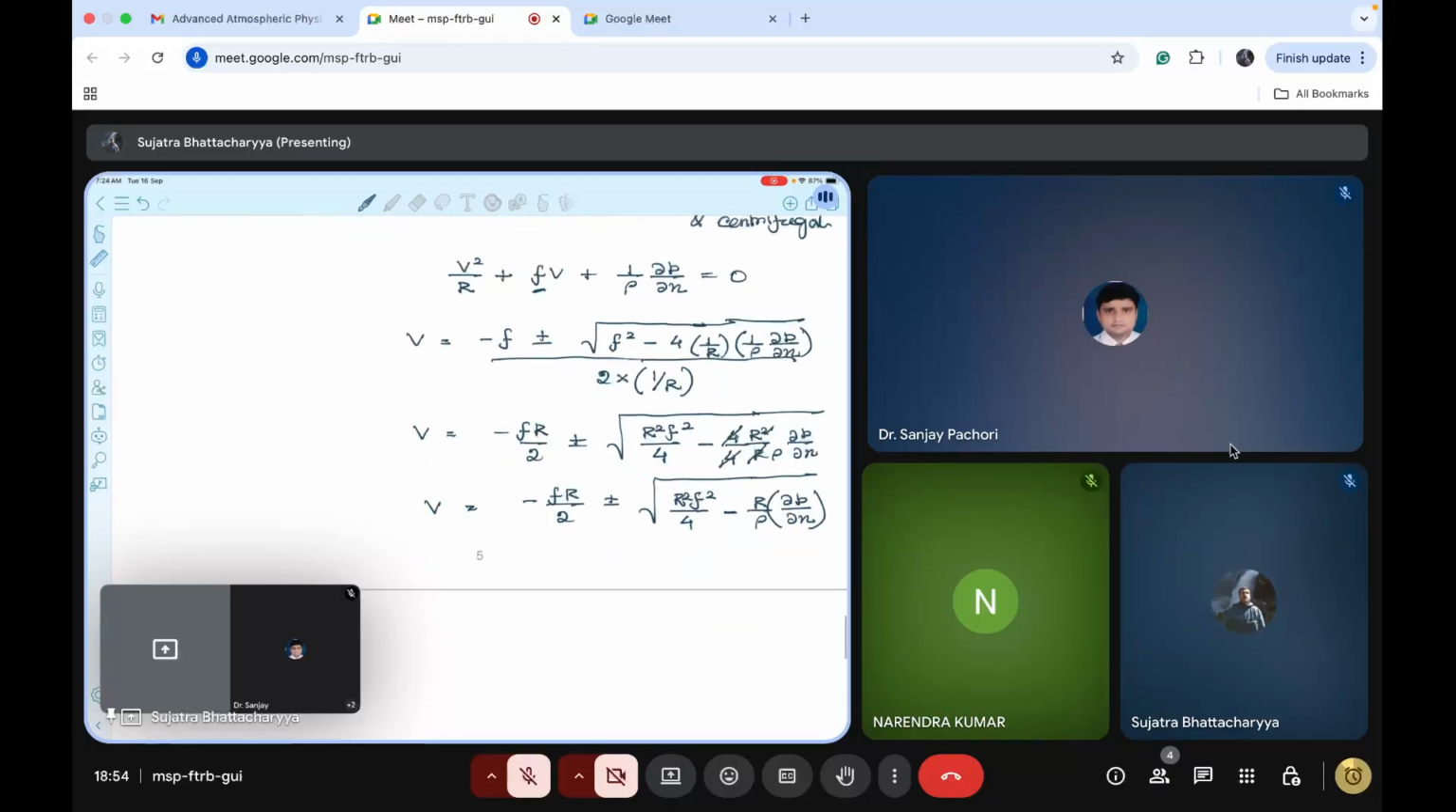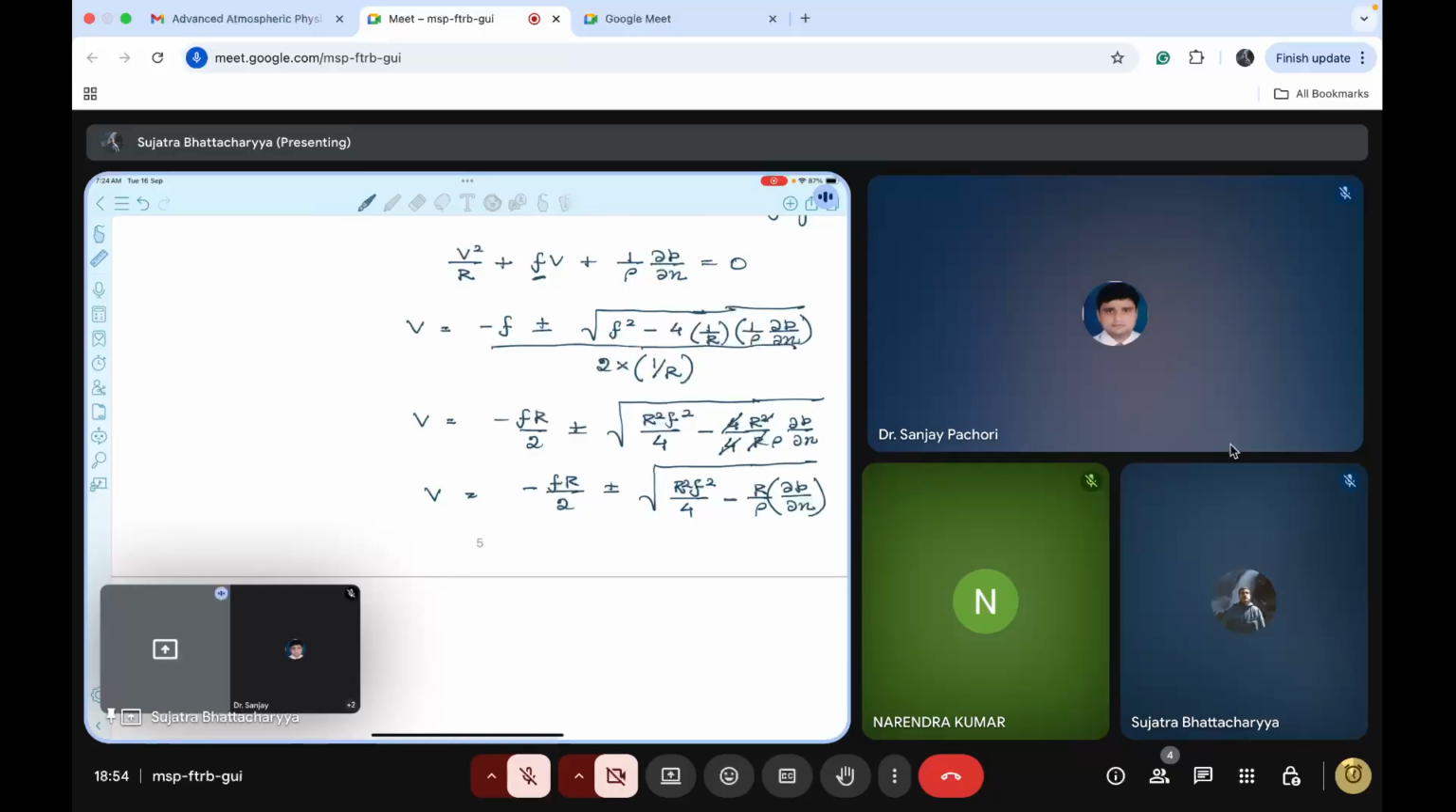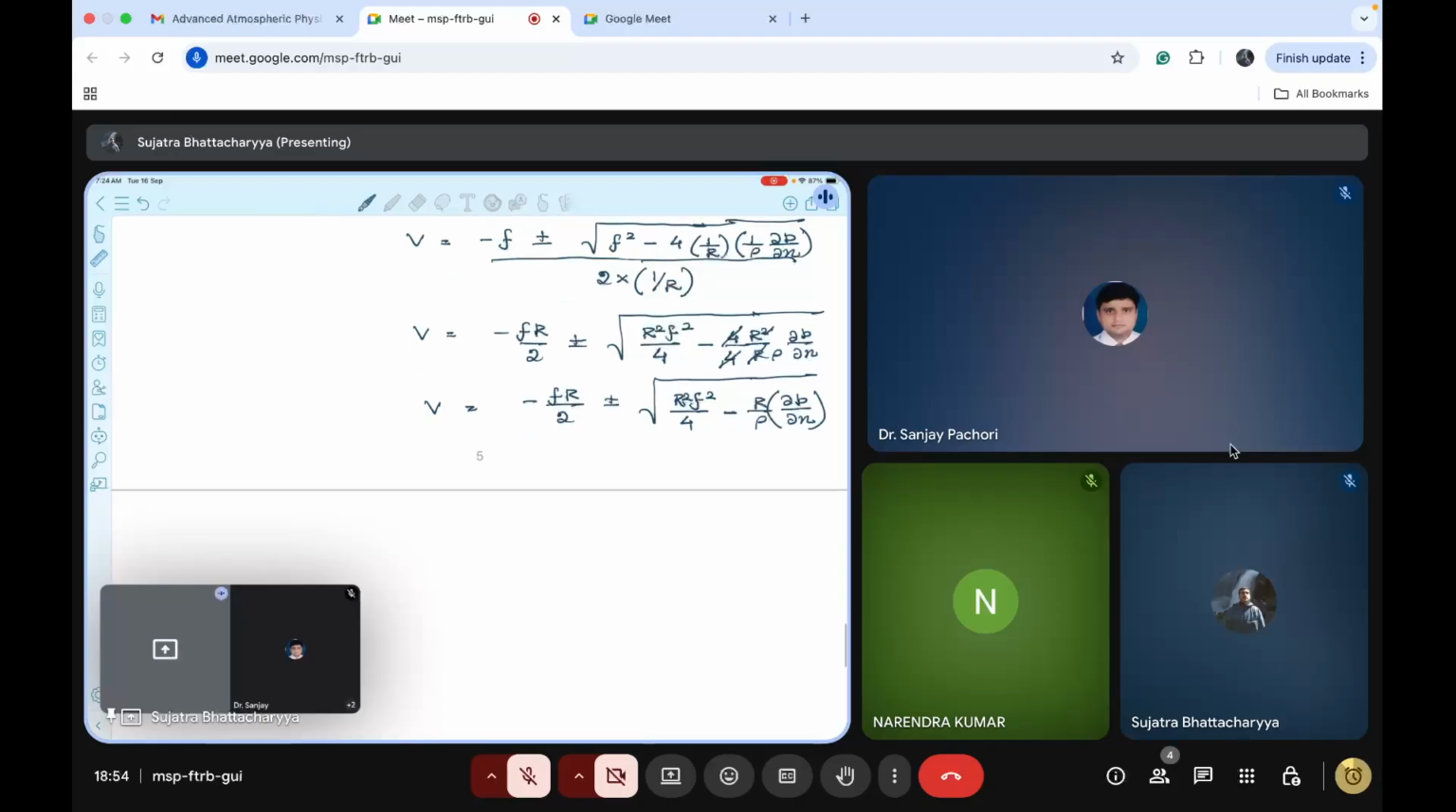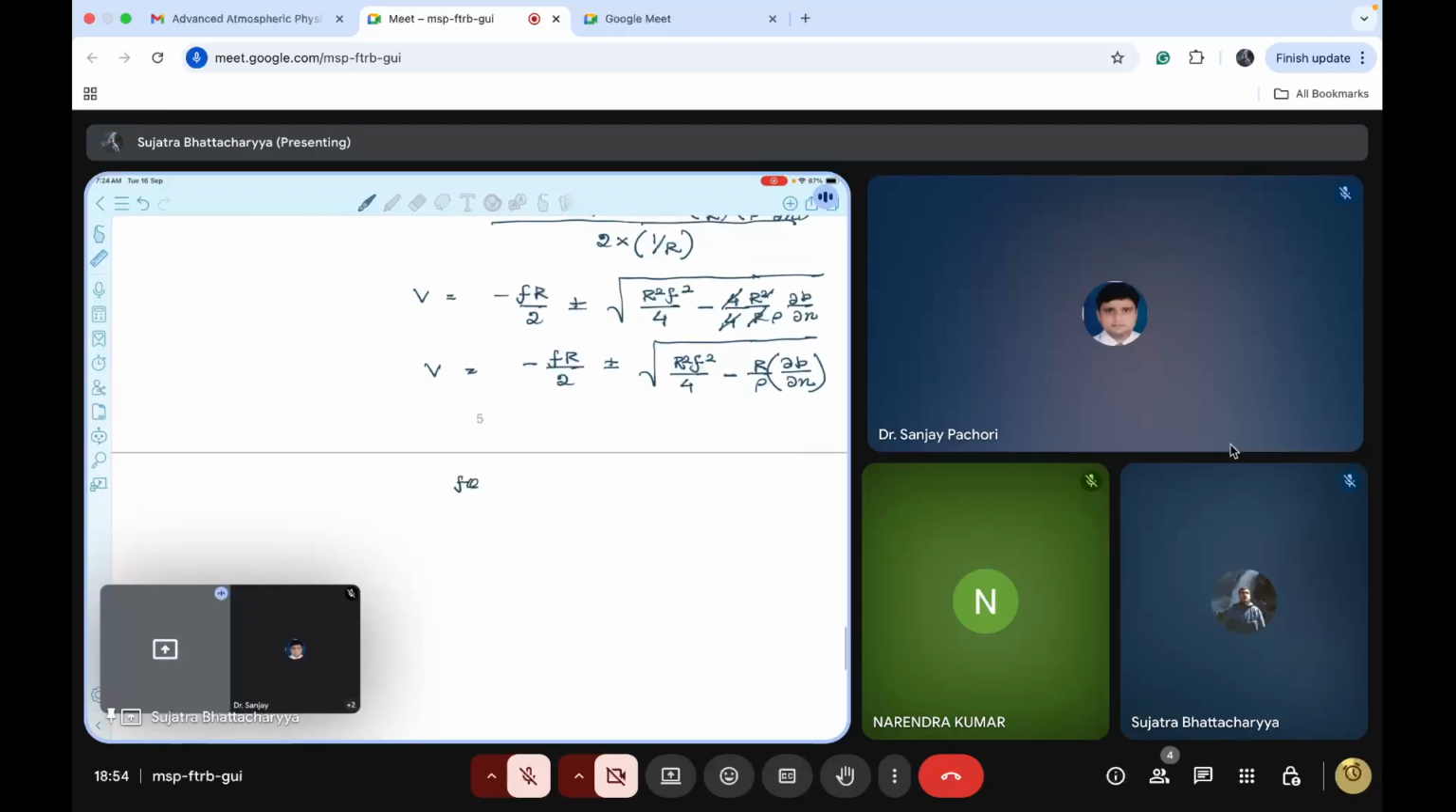Okay. So this is the final expression which you get. Based on this, we can have 4 conditions. All will be existing conditions. There is nothing like that it will not exist.